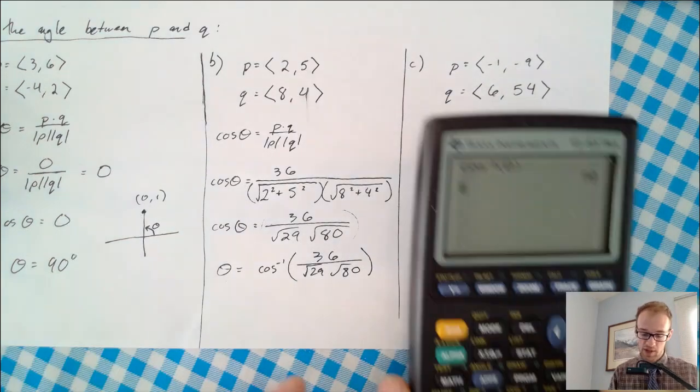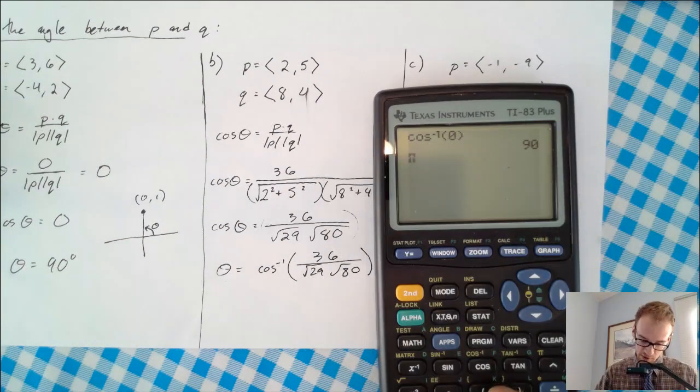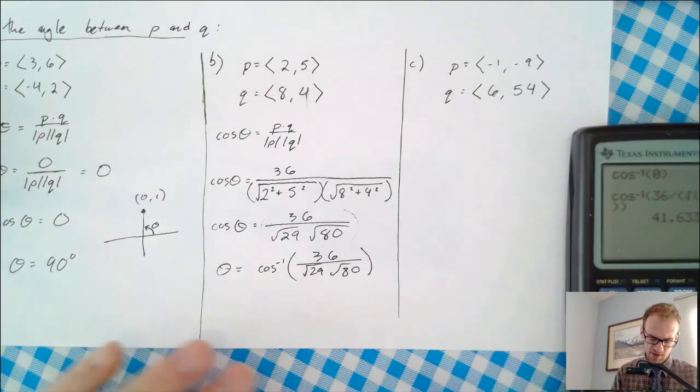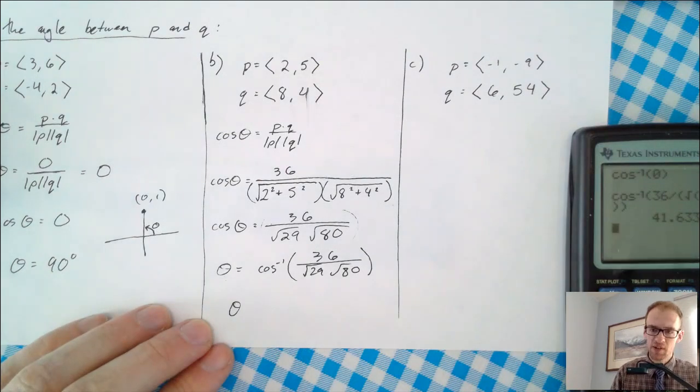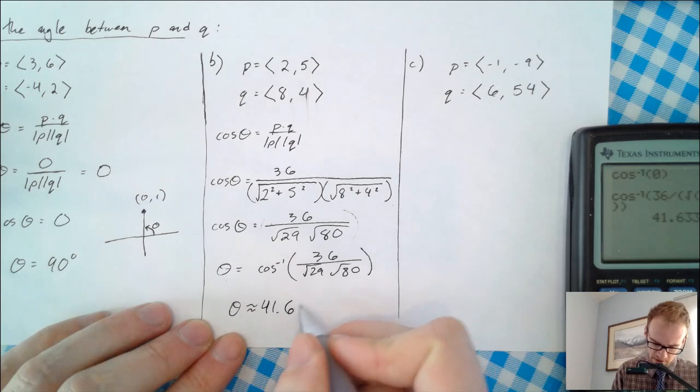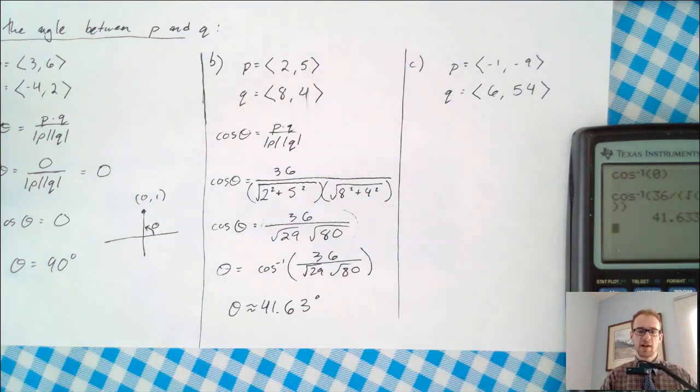I'm just going to go to my calculator for that one. Inverse cosine of 36 divided by square root of 29 times 80. 41.63. Now, does that answer seem right to have an acute angle like that? Theta is roughly 41.63 degrees, the angle between those two.